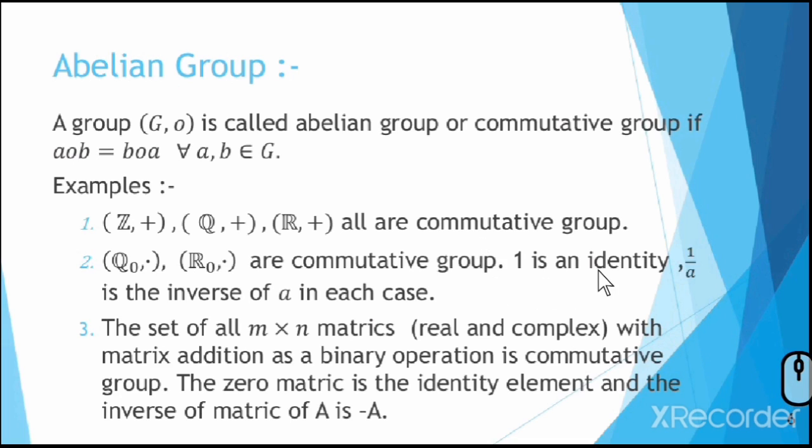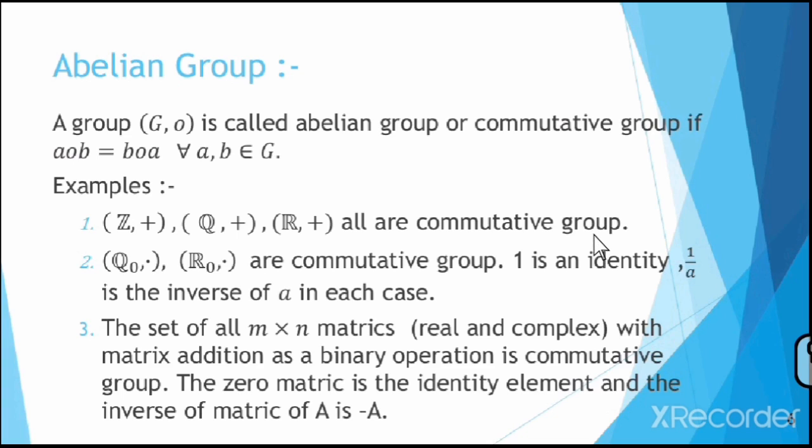Here 1 is the identity, and 1 by A is the inverse of A in each case. You can find the element which, when you take any element A and multiply it, gives back A: that is 1. So 1 is the identity; left identity is 1 and right identity is 1. 1 into A is A, and A into 1 is A. And the inverse of A is 1 by A, because A into 1 by A is 1 and 1 by A into A is 1.